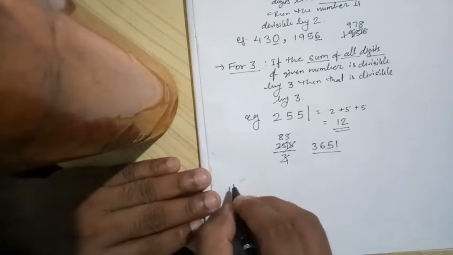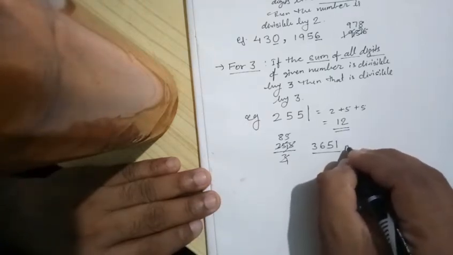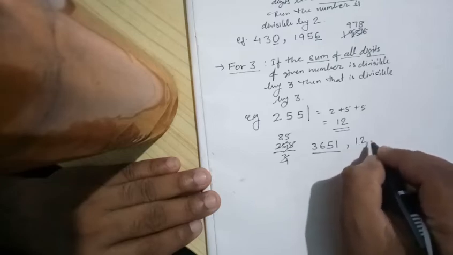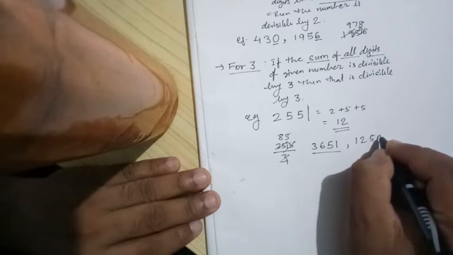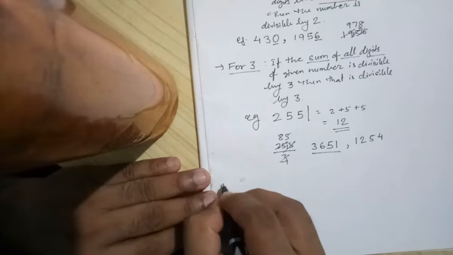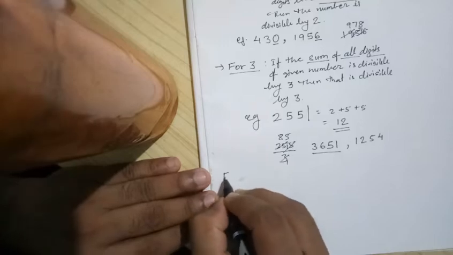Okay, let's move to the next part. I'm giving you one example here. Check whether it is divisible by 3 or not. Like we have here 1 2 5 4. Check this out, try it yourself. Now we are moving to the next.